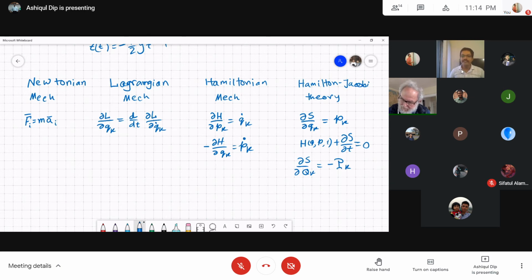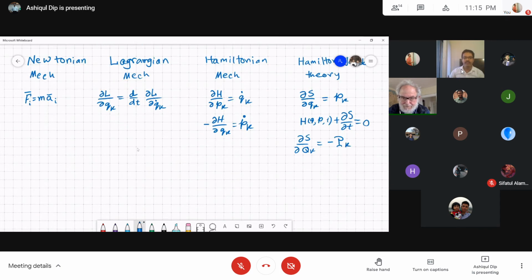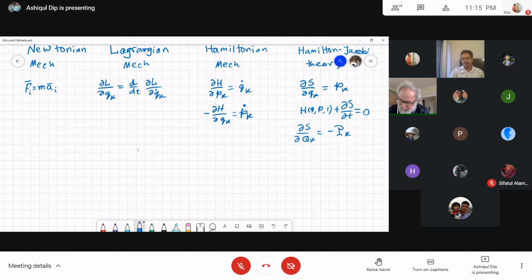So these are our 4 standard formalisms of classical mechanics, and as you can see, they have advantages and disadvantages. So let's discuss those things, and we'll proceed to solving another problem in Hamilton-Jacobi theory. So as you can see, how many equations are there?